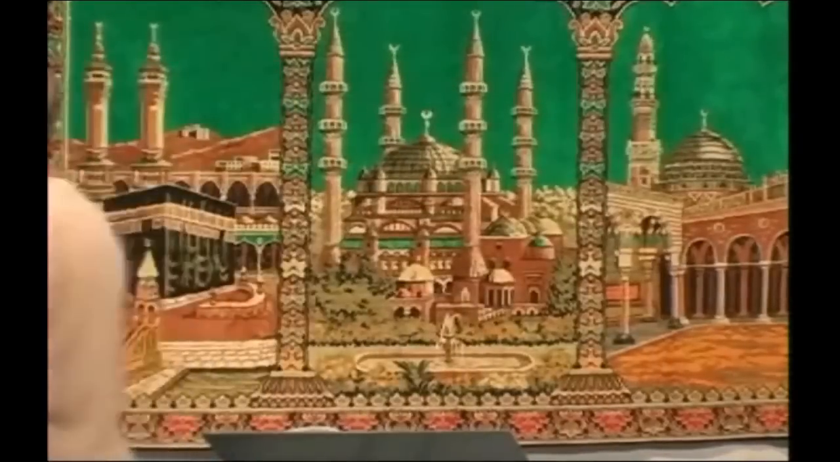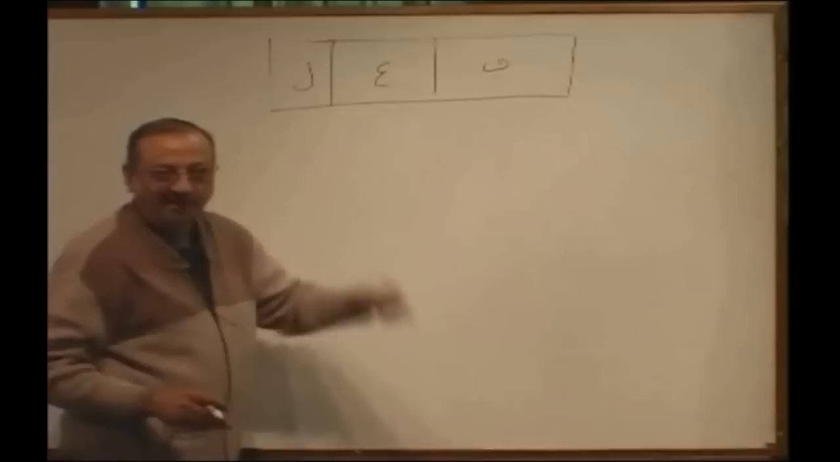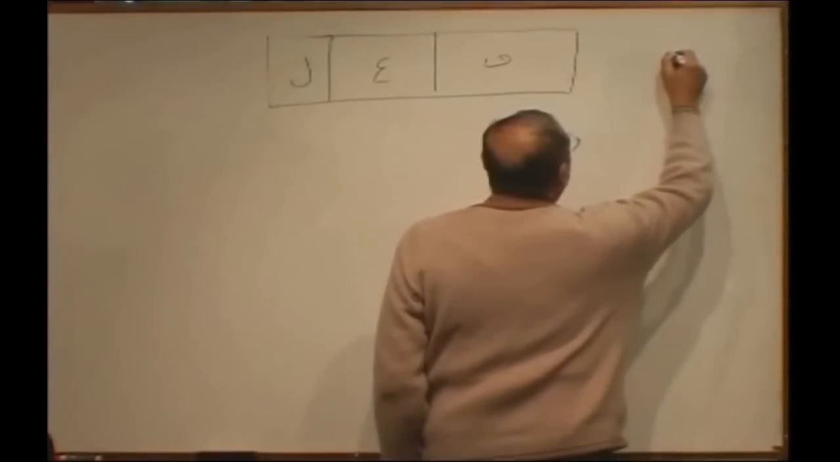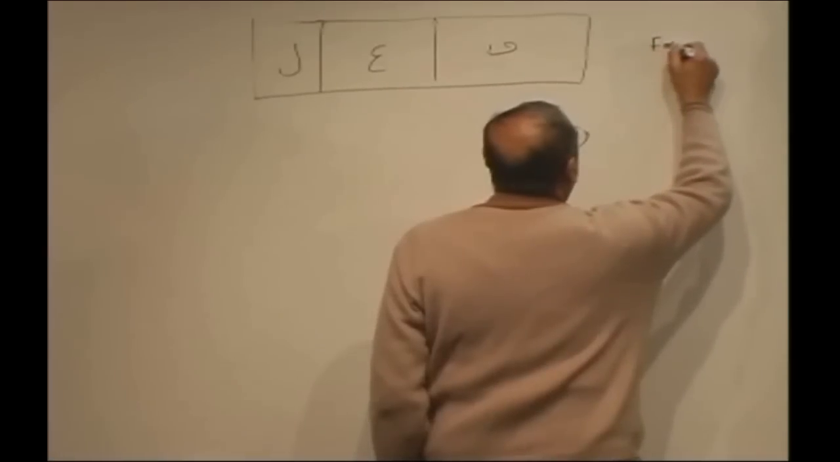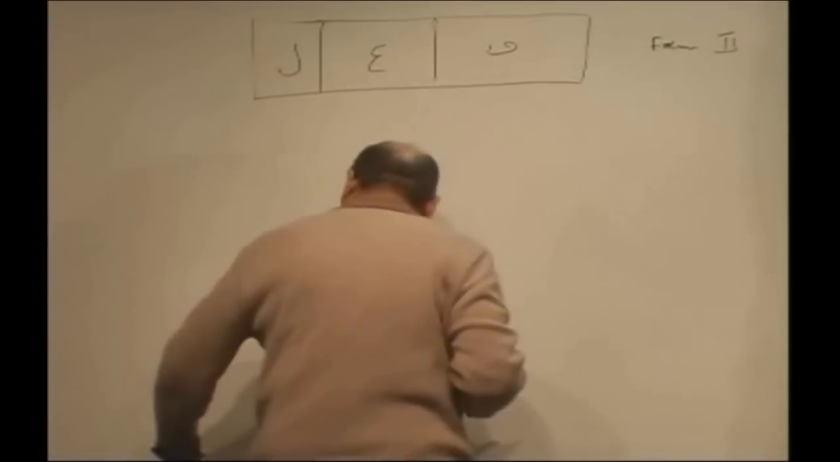So we start today, brothers and sisters. I will be doing something like this today. These are supposed to be equal, but now I'm not an artist, brother. So it's called Form 2. Form 2.